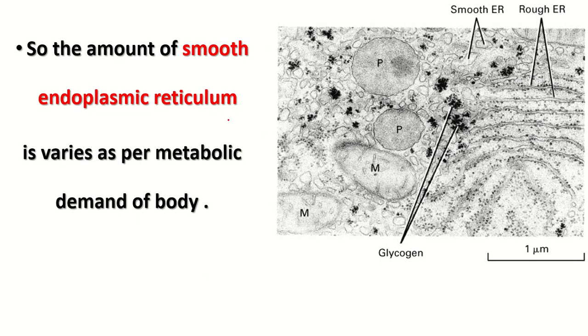The smooth endoplasmic reticulum varies as per the metabolic demand of the body. This is the smooth endoplasmic reticulum. This is the rough endoplasmic reticulum. It is rough due to the presence of dense ribosomes. This is the peroxisome.